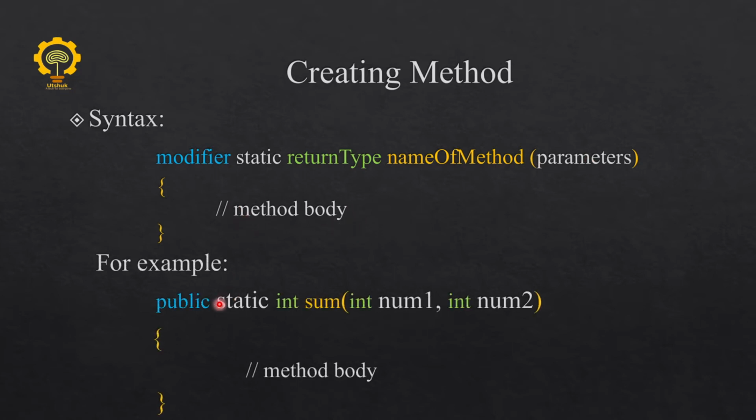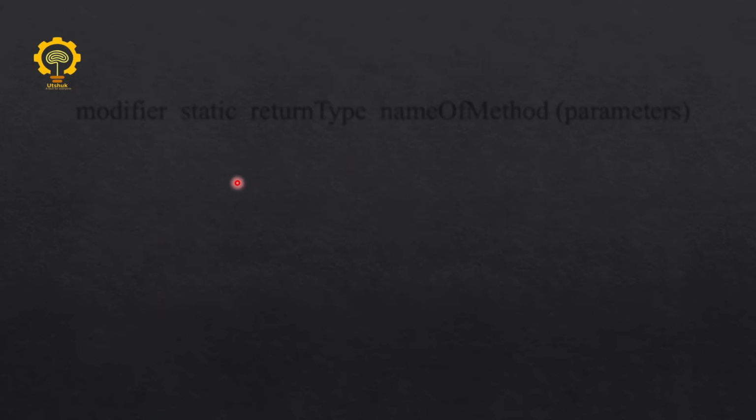For example, we can create a method as shown in this example. This is the access modifier and static is a keyword. This is the return type and sum here is the method name, and num1 and num2 are the parameters that the method takes. Inside the method is the method body, where lines of statements are implemented, and whenever the sum method is called, it executes the body of this method. So let's dig more into the syntax of method creation.